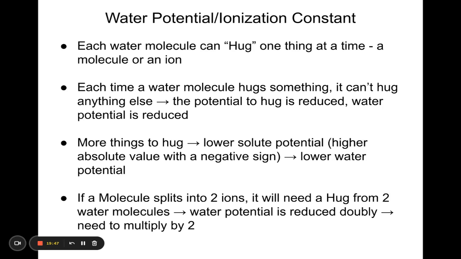So I demonstrate kinesthetically what water potential means. If I hug you, I cannot hug any other student in the classroom, which means my potential to hug is reduced. So water potential is reduced. Now, if you have more things to hug, there's lower solute potential. And I even tell them this. Let's say there are 4 teachers in front of you in the classroom, and there's 4 students. You can each hug 1 student. Great.